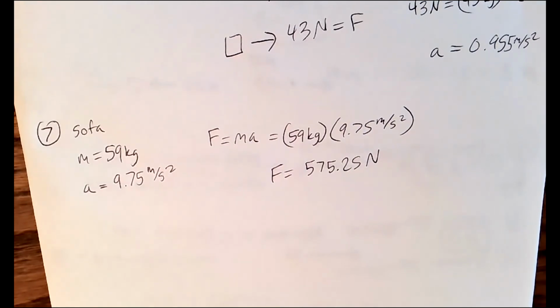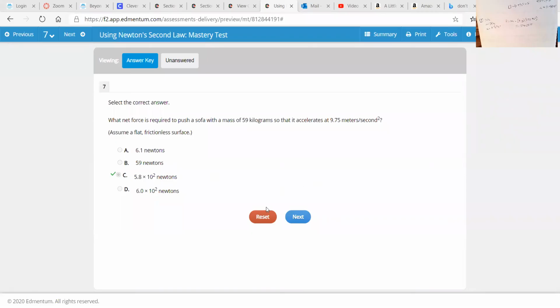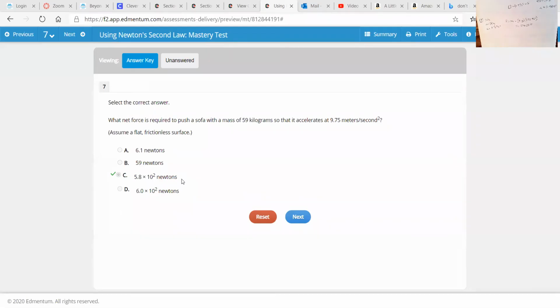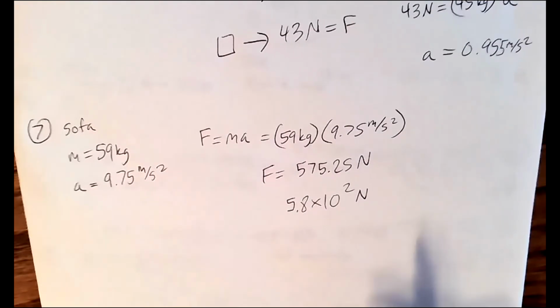Let's check back with this. Okay. Well, this is in scientific notation. And 575 newtons can also be written or rounded up to 5.8 times 10 to the 2 newtons. Okay, that's just in standard notation. If you guys need a reminder.